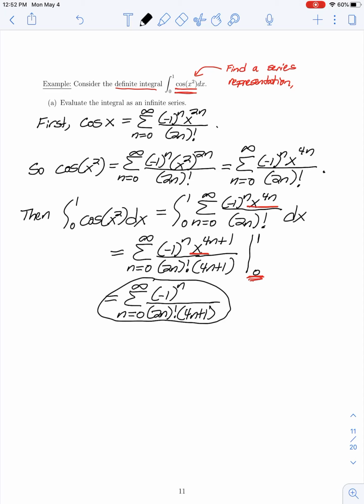Now the question is, what is the sum of this series? If we wanted the true value of this definite integral, I would need to know the sum of this series. But in general, we don't know how to find the sum of infinite series unless they're geometric or telescoping. So instead, maybe we could approximate the sum of this series.